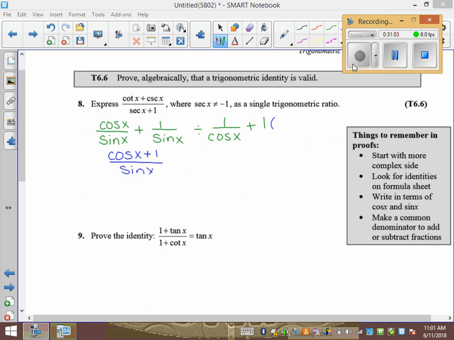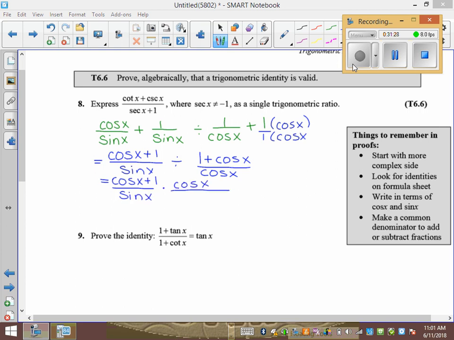This one I have to make a common denominator first. So I'm going to multiply this by cos x over cos x. So I'm going to get 1 plus cos x over cos x. And then we're going to get cos x plus 1 over sin x times cos x over 1 plus cos x. And then now our 1 plus cos x can cancel, and we're left with cos x over sin x. But they want a single trig. So what would it be? Cotan x.